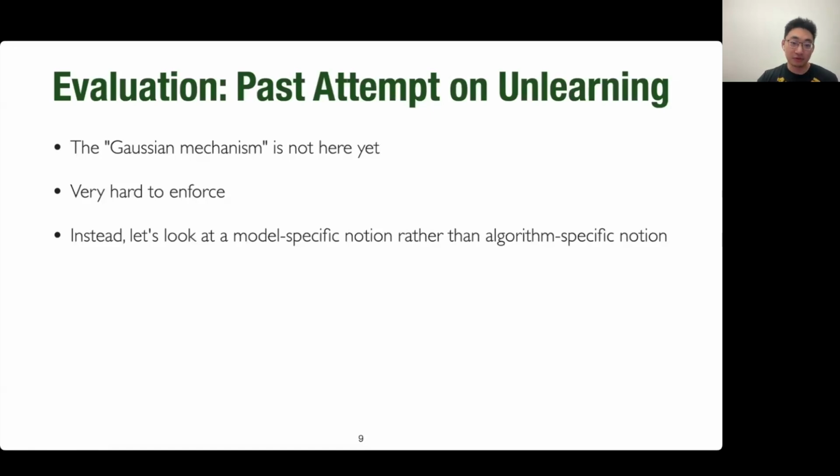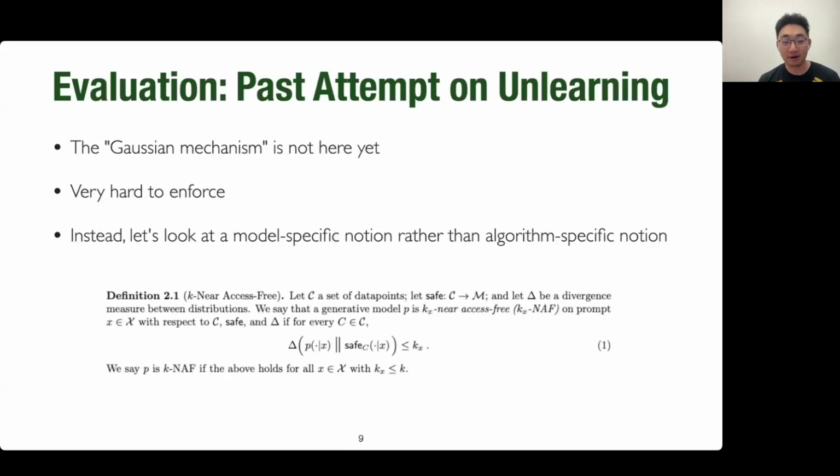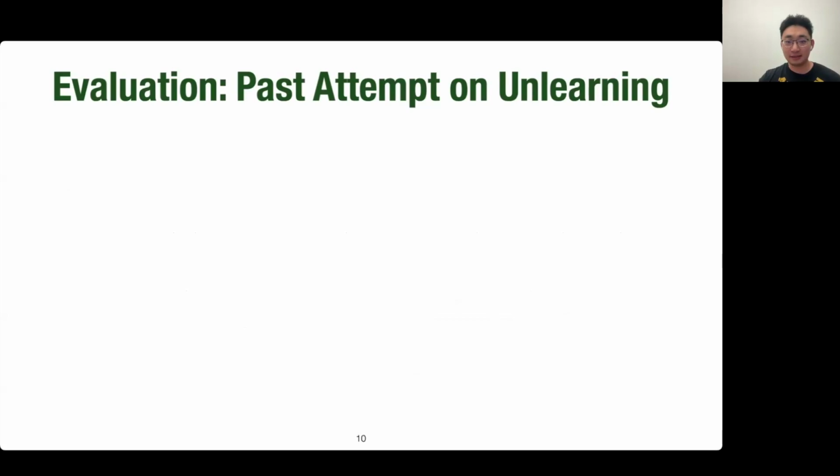So instead, we propose to look at a model-specific notion rather than an algorithm-specific notion. So we're looking at one model, and then we ask whether that model is safe or not. This is from another recent paper that also promotes this kind of definition. It compares some sort of divergence between your model P and a safe model. The safe model is basically a model that has not seen this private data X before. So now you can imagine, you unlearn some data, you get this distribution P, you compare this distribution to a safe distribution that has never seen that data before. You want them to be close.